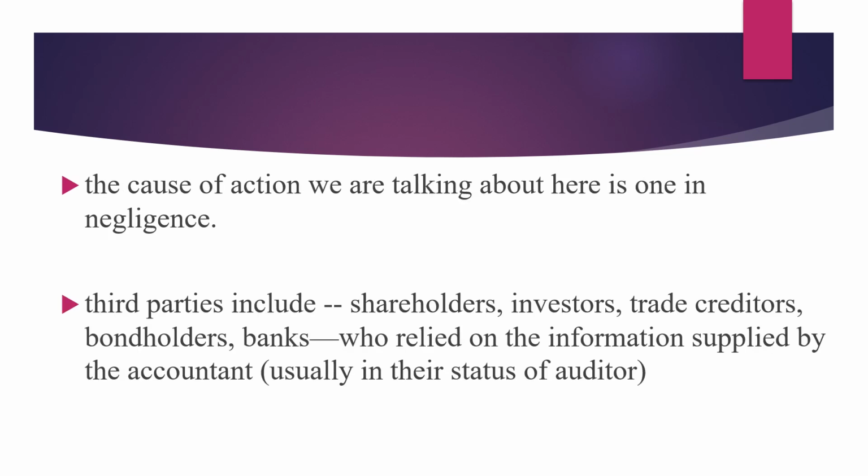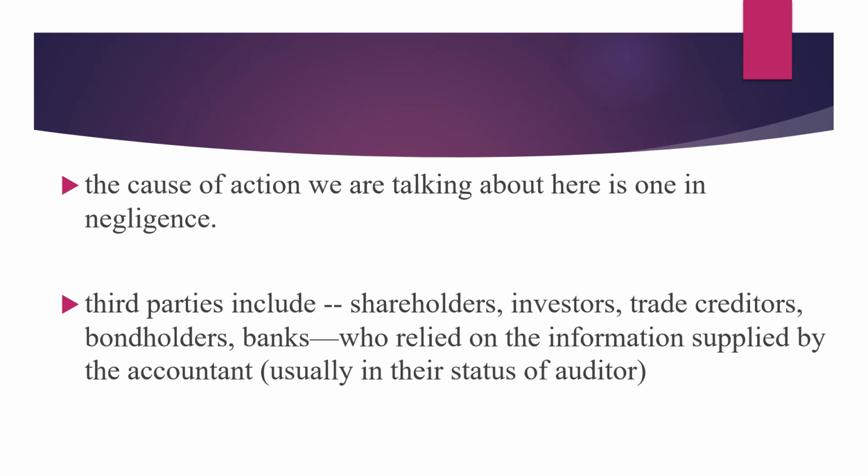So we're talking about negligence, and when we are talking about third parties, I want you to think shareholders, investors, trade creditors, bondholders, banks, those entities or people who relied on the information that's supplied by the accountant. It's usually in their status of auditor. Remember, the most litigation against accountants arises out of their role as auditors.